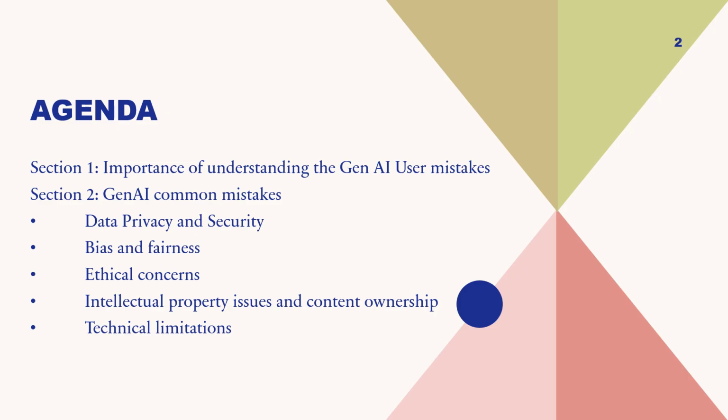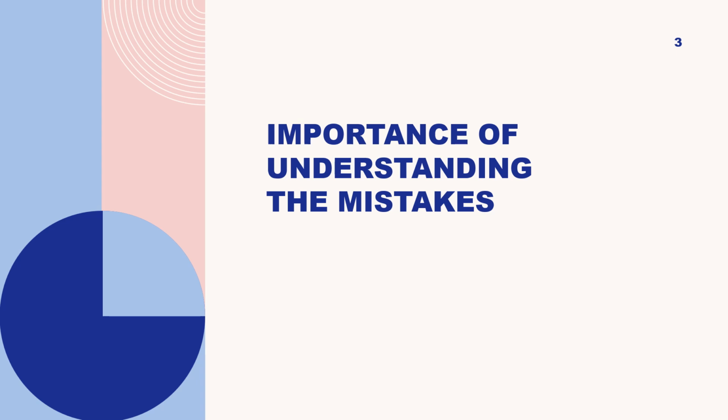So this is the agenda of this video. First we'll discuss the importance of understanding the GenAI user mistakes, and then we'll discuss what are the common mistakes related to data privacy and security, bias and fairness, ethical concerns, IP issues and content ownership, and technical limitations. So, okay, now we'll start with the first section, that is importance of understanding the mistakes.